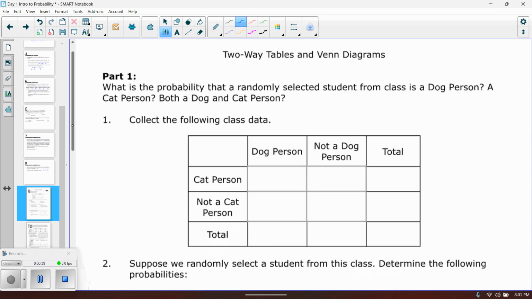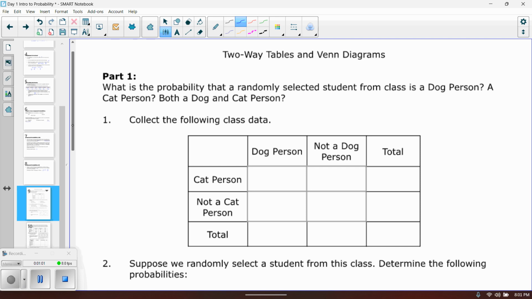For example, the example that we're going to use, and I would have liked to have actually gotten this survey with you guys during class. I'm just going to make up the numbers here just because I didn't have the chance. But basically, the idea is we're going to ask a whole bunch of people, are you a dog person? Are you a cat person? Meaning, do you own a dog? Do you own a cat?